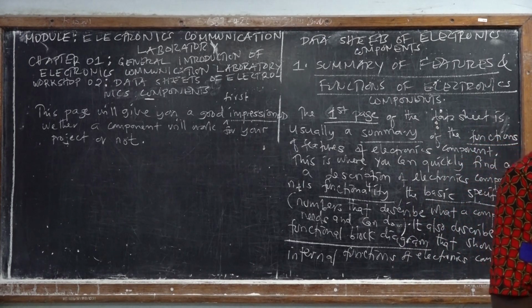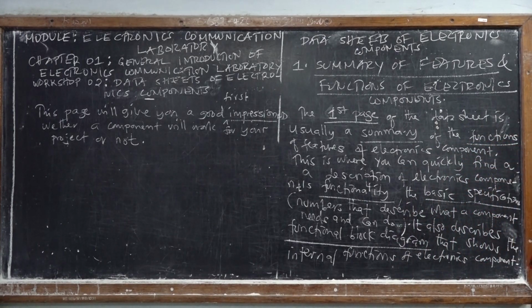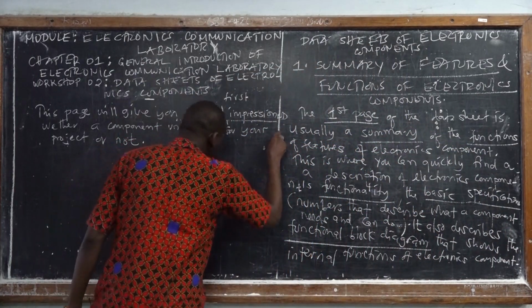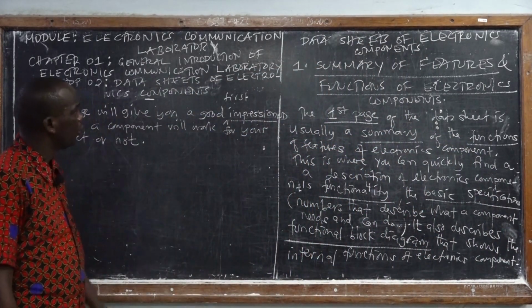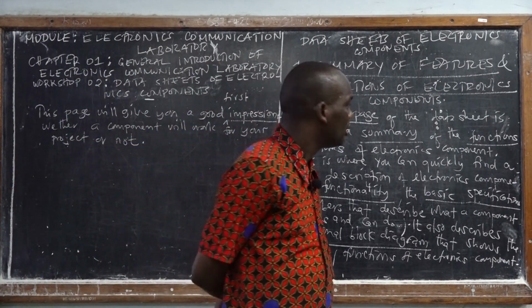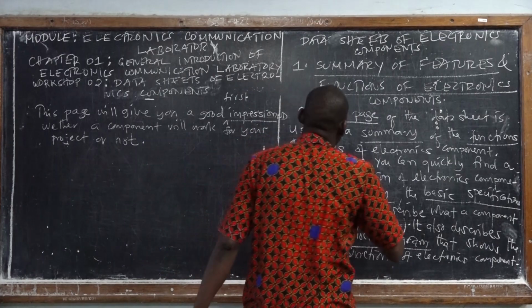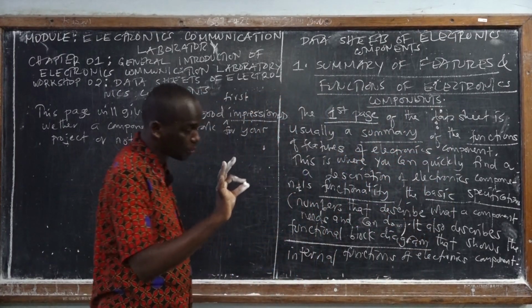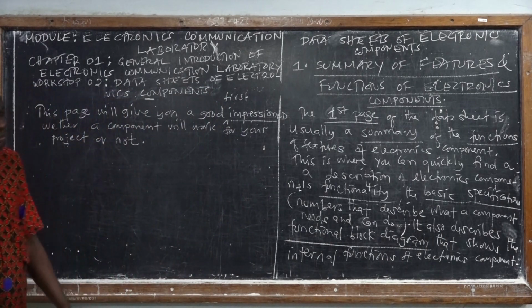Stop writing, listen and watch. This is brief descriptions about the first part, which is called the summary of features and functions of electronics component. So summary of features and the functions of electronics components. So listen, I say stop writing, listen and watch.